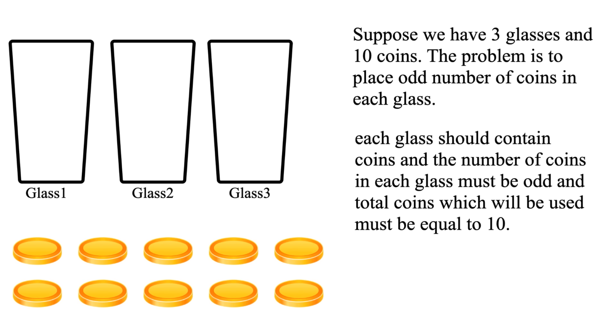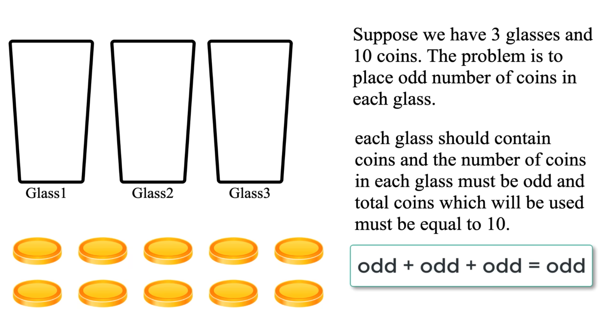See, it is not possible to use all 10 coins with each glass having an odd number of coins. This is because if you add an odd number of coins an odd number of times, then the result is always odd but not even. But here there are 10 coins which is even. That is the challenge here. There is an even number of coins but the number of glasses is odd. Therefore, we must think out of the box.